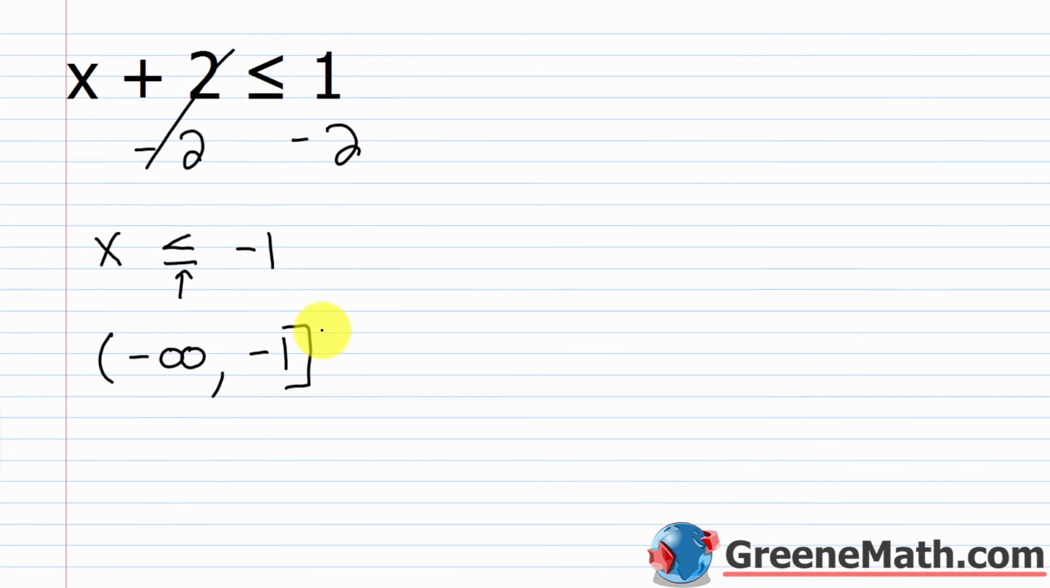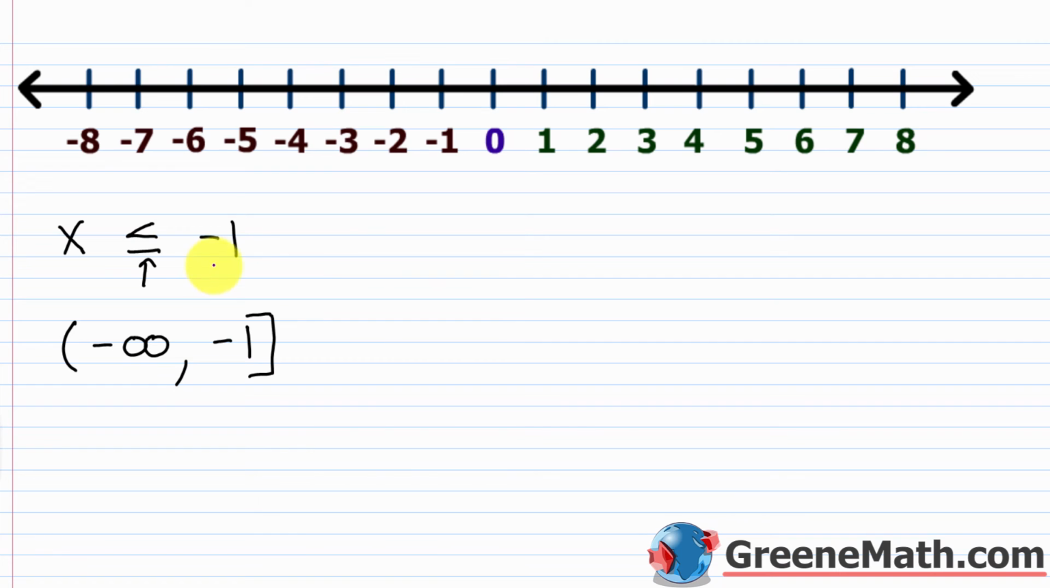So graphically, this is going to look like this. At negative 1, I'm going to put a bracket facing to the left, and I'm going to shade everything to the left, including that arrow. So this is x is less than or equal to negative 1.